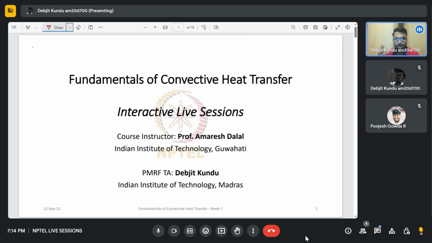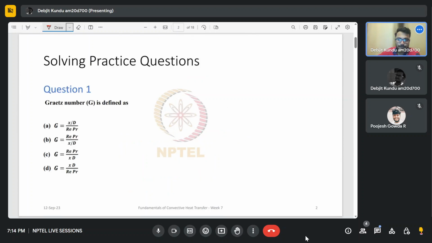So without further ado, we will jump into today's session and have a look at question number 1, which is asking us about one very important non-dimensional group which shows up in developing flows, known as the Graetz number. In fact, the thermal boundary layer development within a hydrodynamically developed flow is known as the Graetz problem. It is named after this researcher called Graetz. So what is the Graetz number defined as?